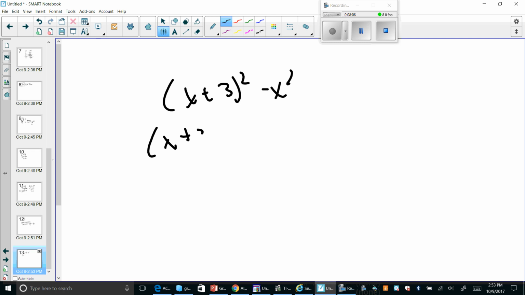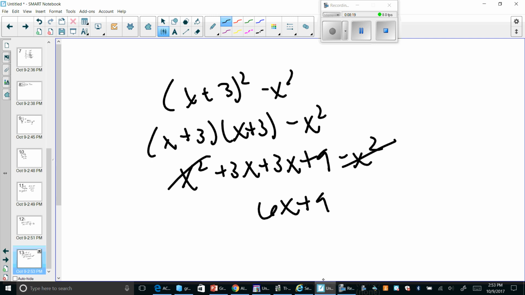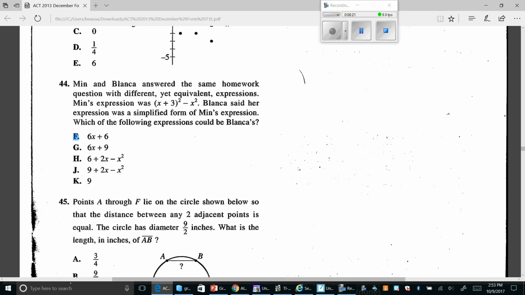If I worked it out, I'd get x squared plus 6x plus 9 minus x squared, and these would cancel out. So I get 6x plus 9, and that is choice G, 6x plus 9. All right, I'll stop there and pick up in a little bit.